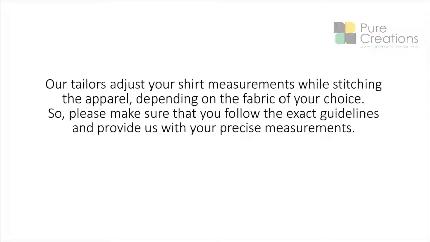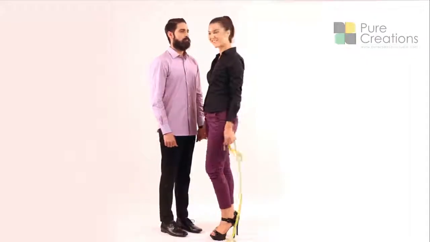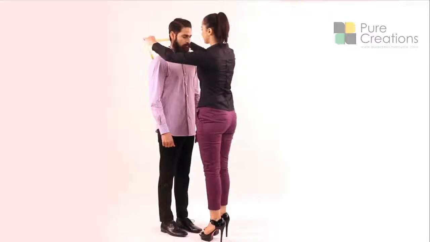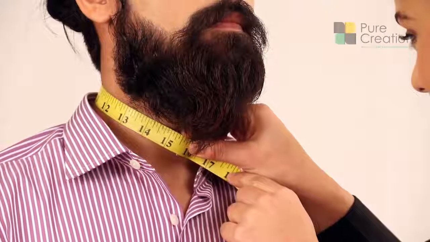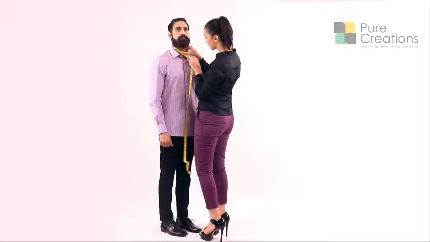Our tailors adjust your shirt measurements while stitching the apparel, depending on the fabric of your choice. So please make sure that you follow the exact guidelines and provide us with your precise measurements. Neck. If you want a collar that fits snugly, place a finger between and measure across the circumference of your neck.